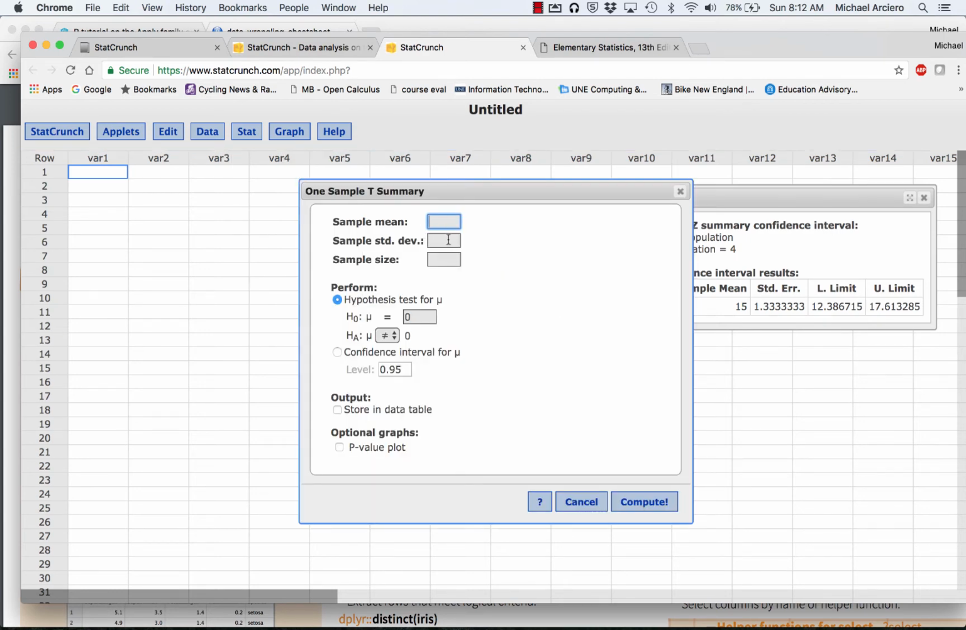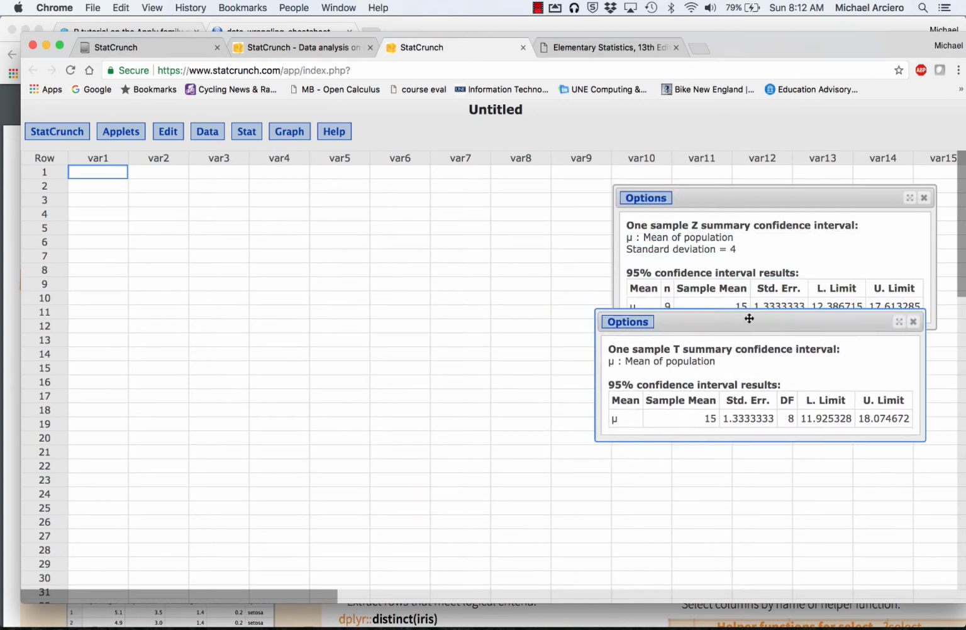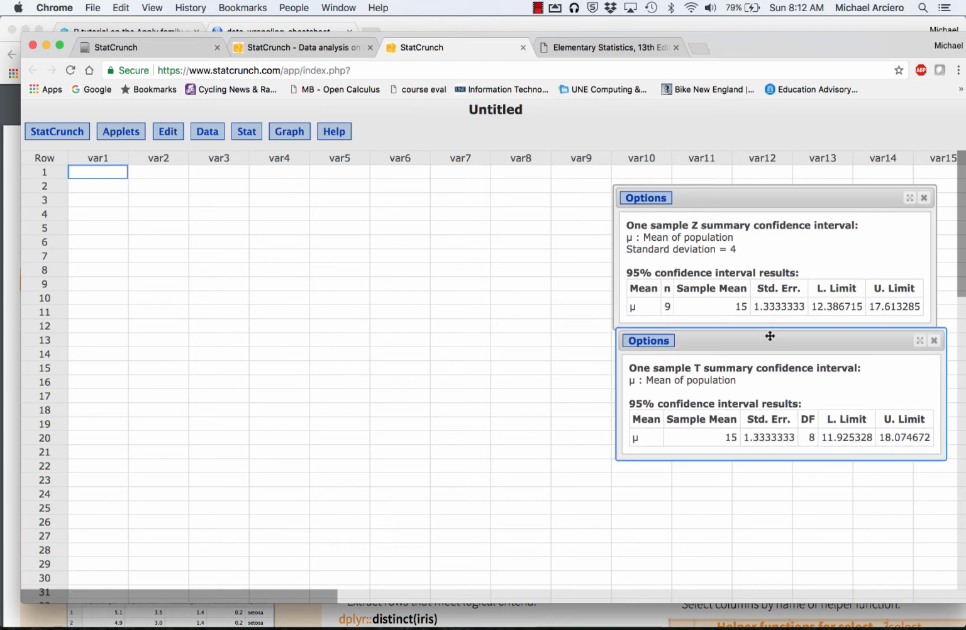Now if we don't know sigma, we're going to use the t stats, again one sample with summary. So now you're going to enter the sample standard deviation. Before we entered the standard deviation. So let's see, the sample mean was the same, the standard deviation was that, the sample size was 9, again the confidence level. And we get this, and you can see this corresponds with our results before.